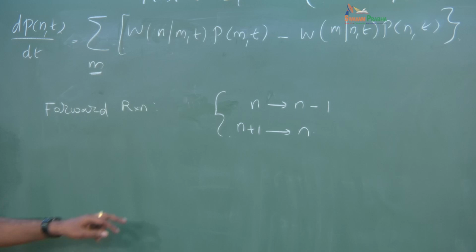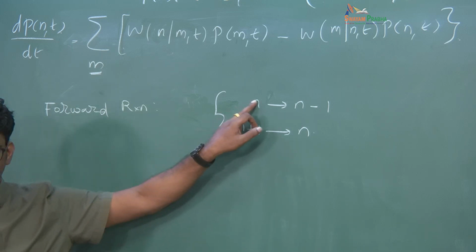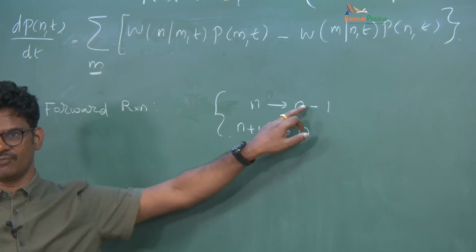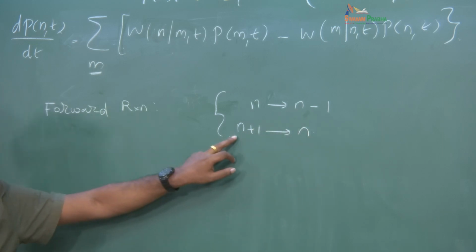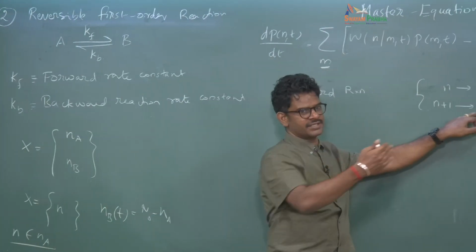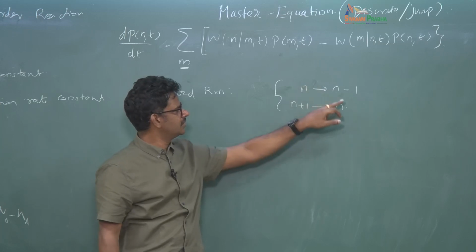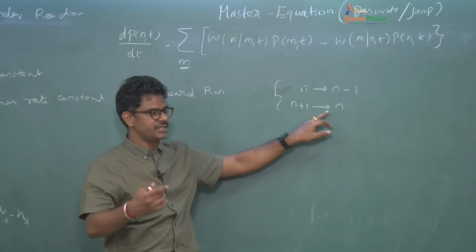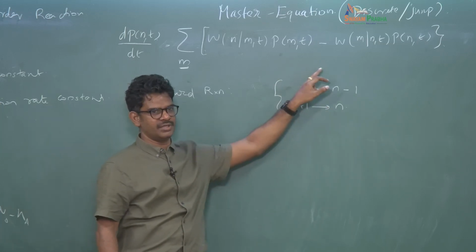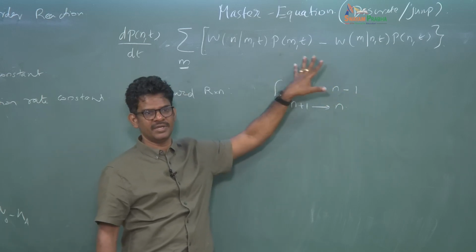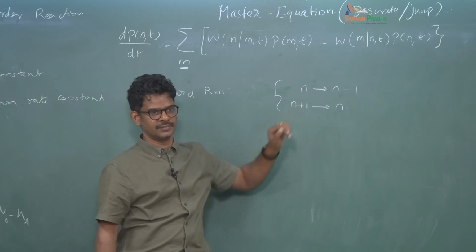If there are n molecules at time t, any forward reaction can take this molecule to n minus 1. Okay, this is one possible M value. Or if the current state is at n plus 1, one forward reaction can take it to M also. Okay, so these are the processes that will change state n. N can be destroyed or it can be created. This is only by the forward reaction alone.